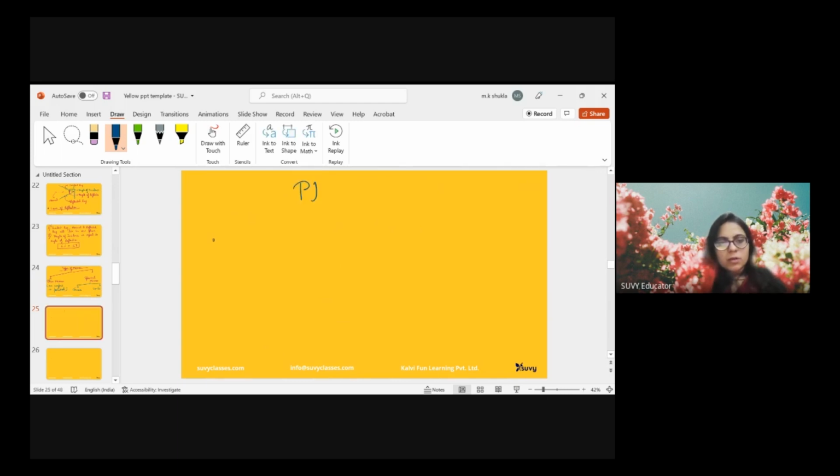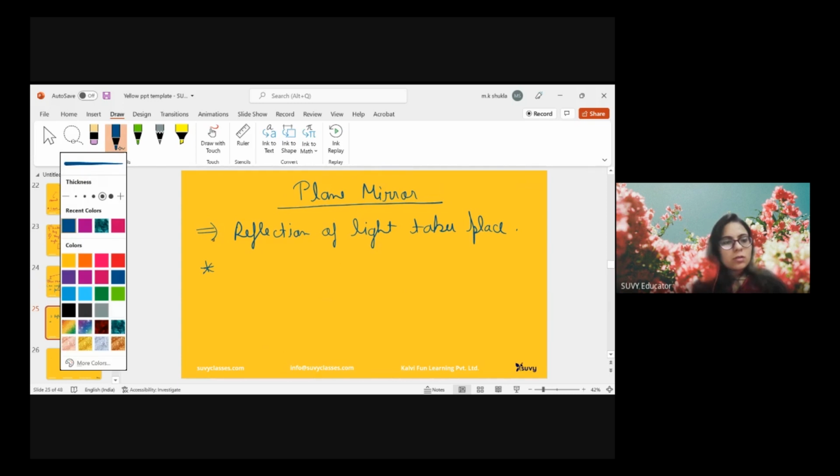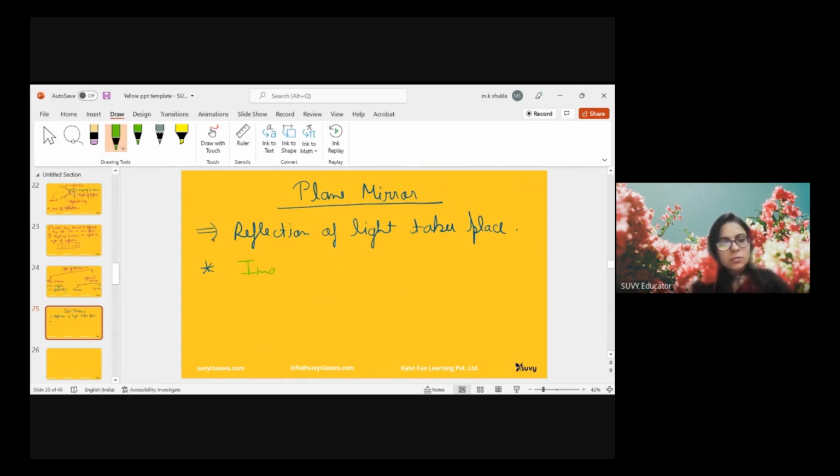First one is plane mirror. Have you ever seen yourself in a plane mirror? There's a reflection that takes place. A reflection of light takes place. And we have to discuss the image formation.